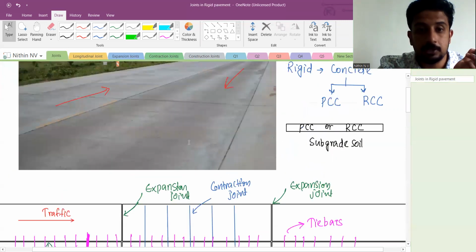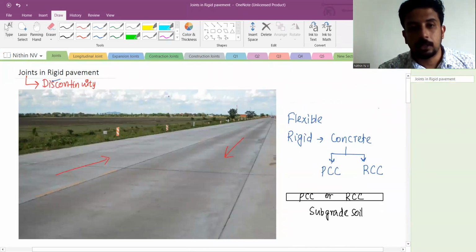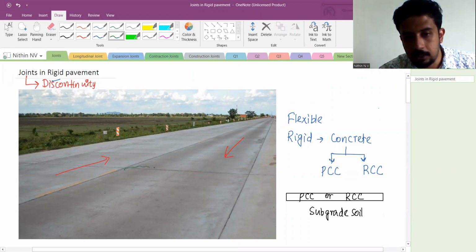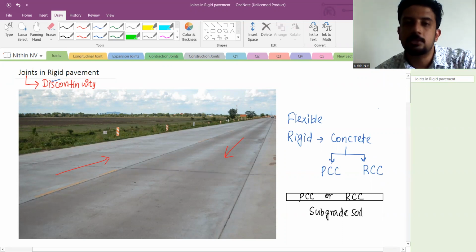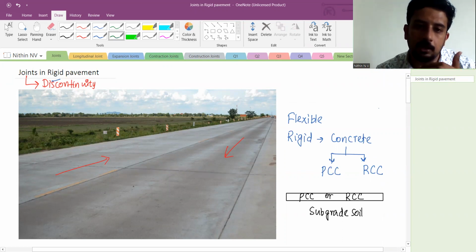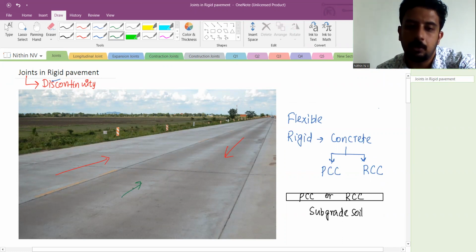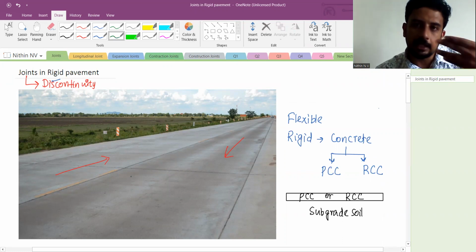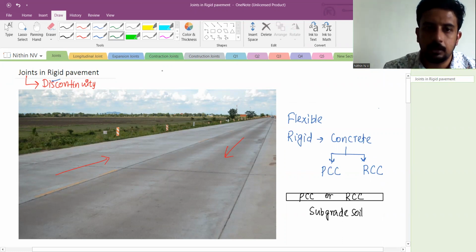If I'm just taking the first real image, see here at the end of one slab, are you able to see one discontinuity here? Are you able to see where it is actually? Yes, perpendicular to the traffic direction, right? Perpendicular to the traffic direction at the end of one particular slab, right or not?